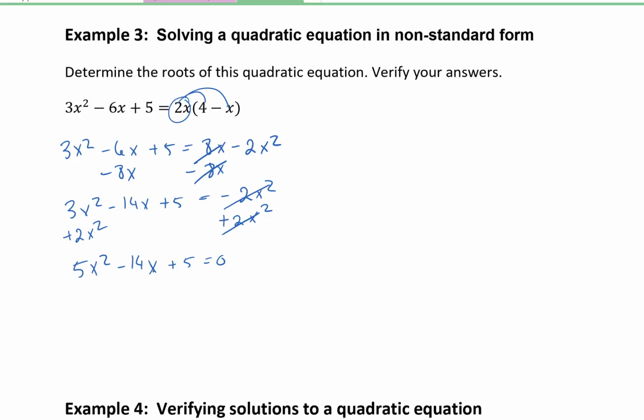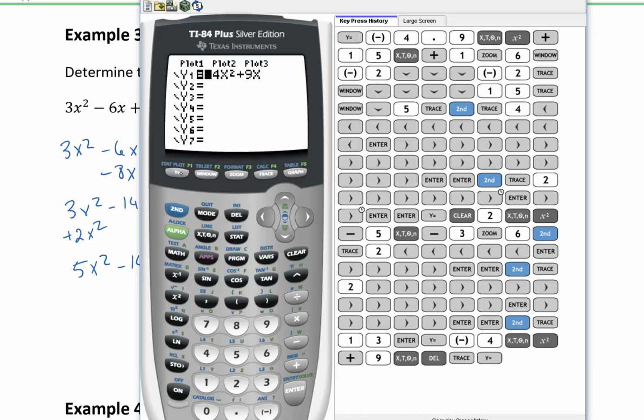So now we have that, we can go ahead and use our graphing calculator to graph it and find our zeros. And again, at any point, you can hit pause on the video, try it on your own, and then check back in. Let's go ahead and put that in. We've got 5x squared, subtract 14x, plus 5.